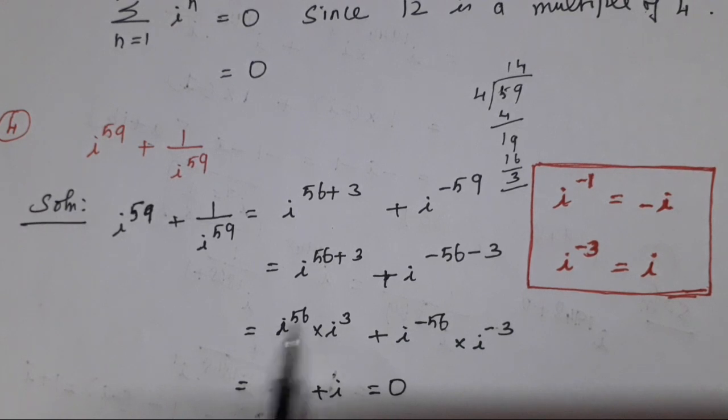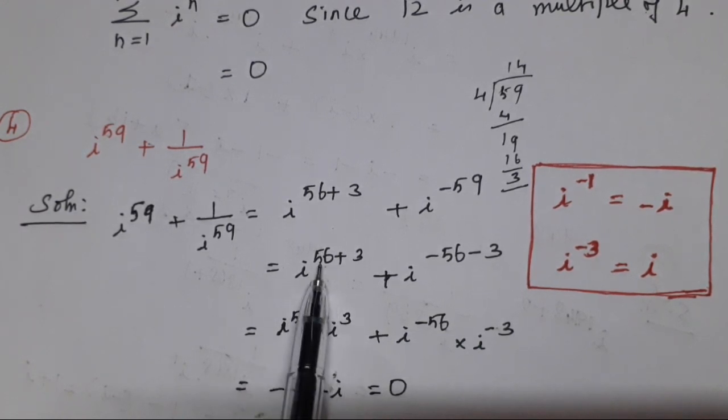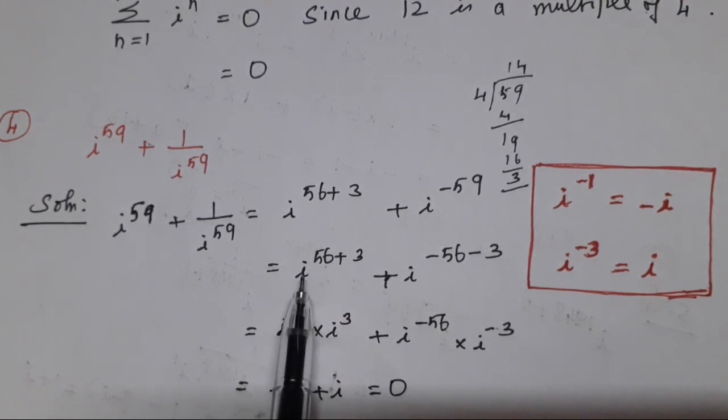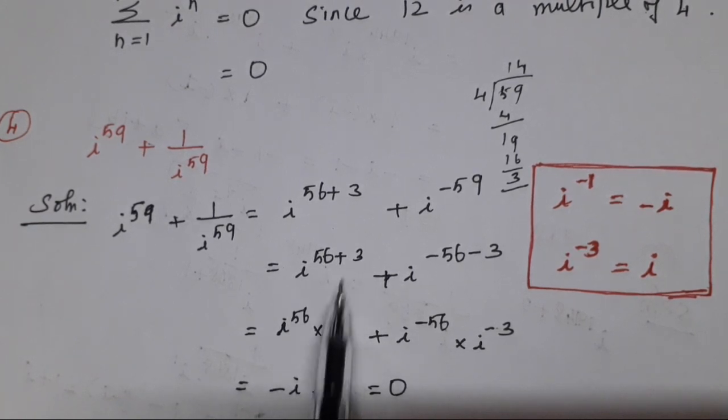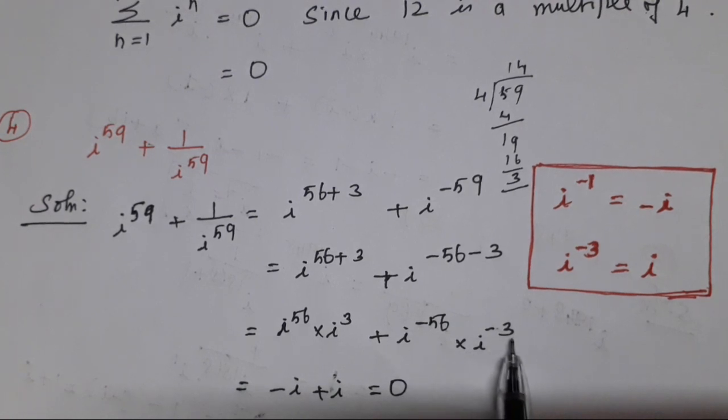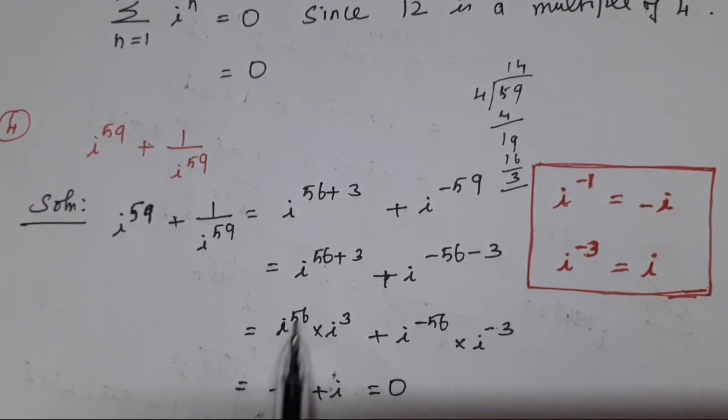Here i power 56 is what? Multiples of 4. We rewrite 56 plus 3 as i power 56 into i power 3, because a power m plus n is a power m into a power n, as I already told you. So i power 56 into i cube plus, similarly, i power minus 56 into i power minus 3.